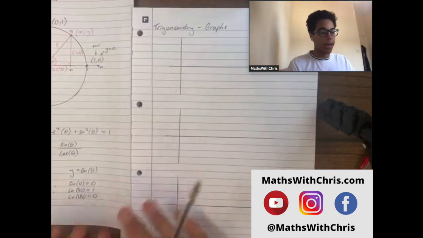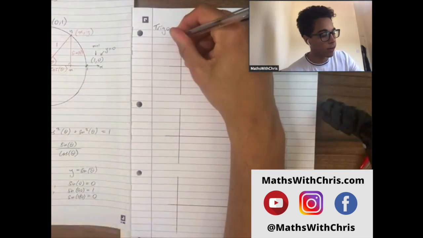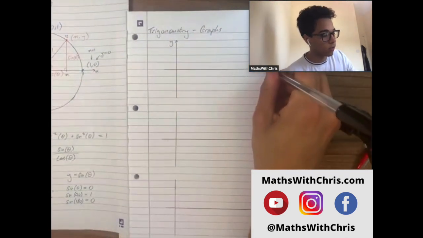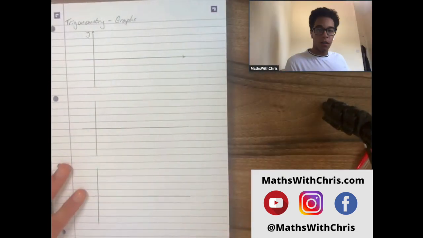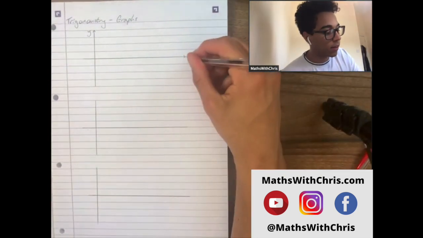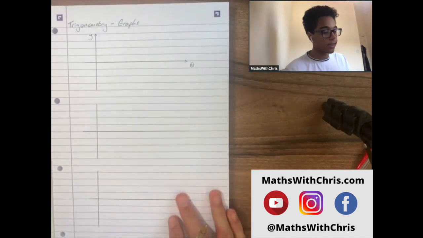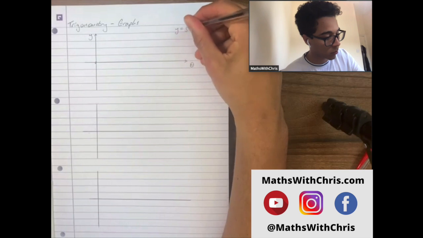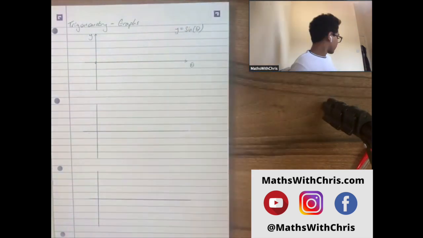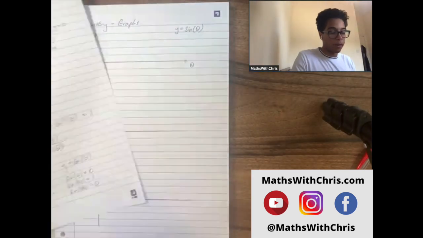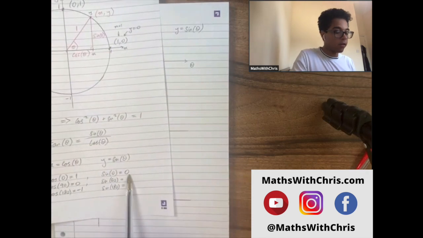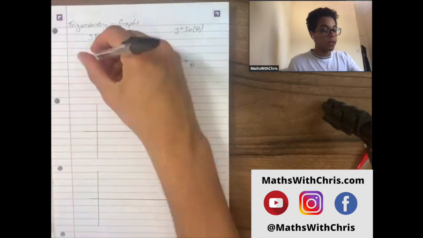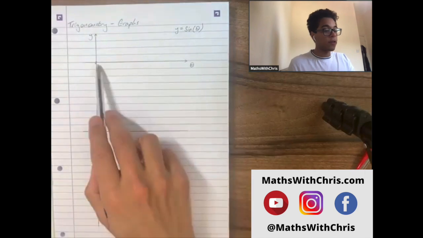So if we wanted to sketch, this is y, it's not really going to fit. So I'll explain it, don't worry. This is like our theta. So we can sketch y equals sine theta. So what values do we know? When theta is equal to 0, sine theta equals 0. So that means we're at this point here, 0, 0.